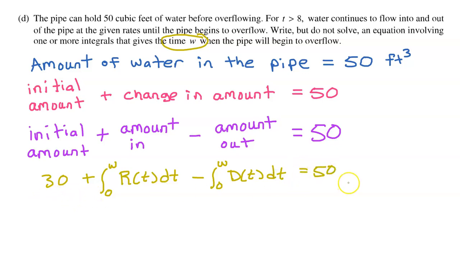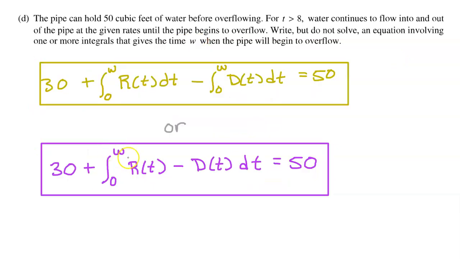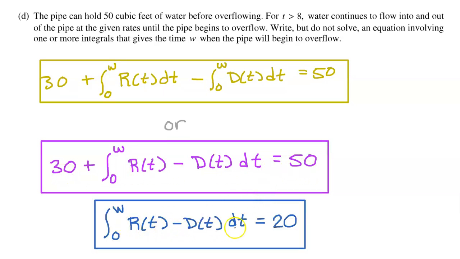So this is a valid answer. You could also write this difference as a single integral. So here is another valid answer. Or subtracting 30 from both sides. Here's another valid answer.